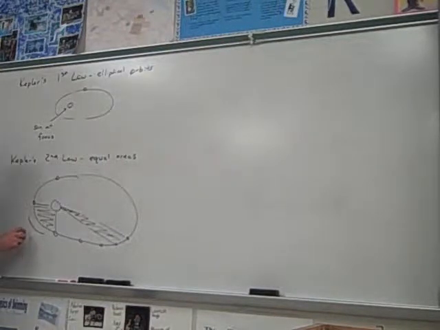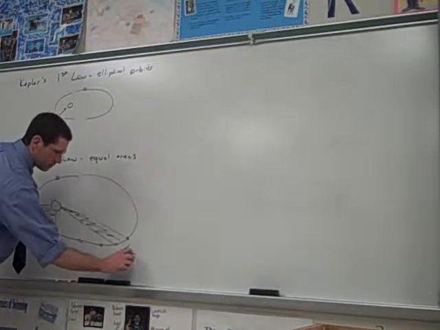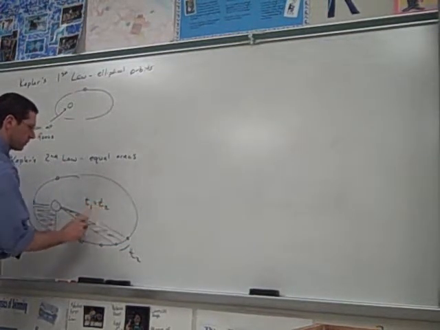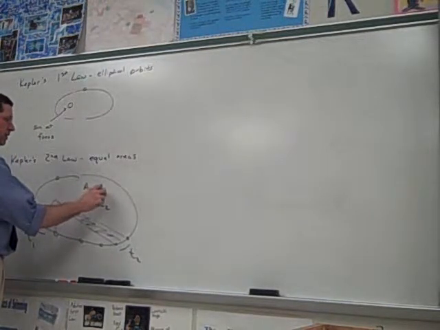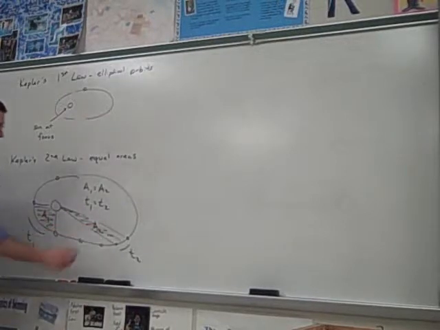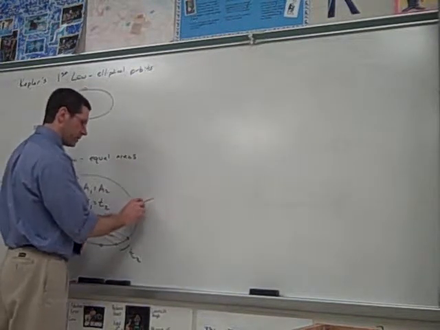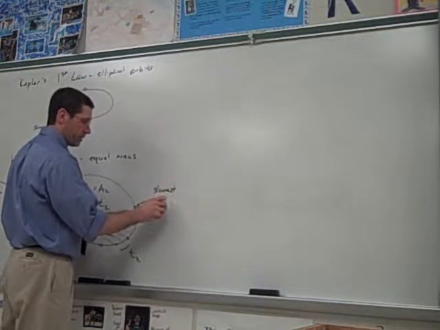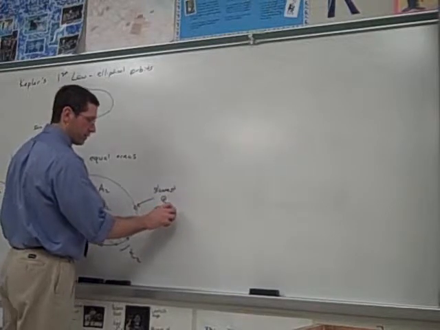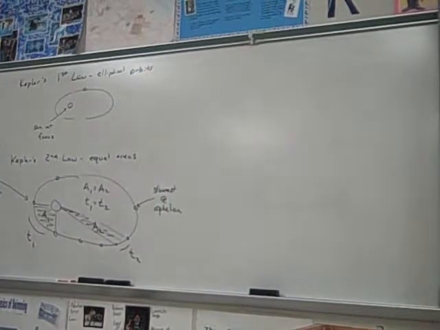So long as T1 and T2 are equal, if T1 equals T2, then area 1 equals area 2. This is area 1, this is area 2. And that means that the planet is going faster when it's over here, and it's going fastest at what point? We gave a name for that. Perihelion. Good. And it's going its slowest when it's over here, and we call that aphelion. So those are the first two laws for Kepler.